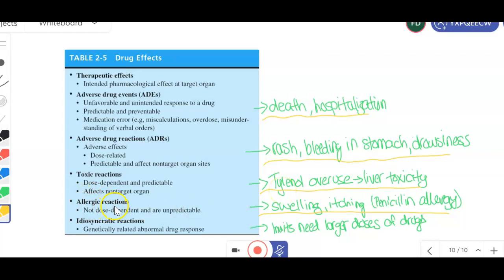We can have allergy reactions. So as you know, penicillin, 10% of the population, they're allergic to penicillin because it can cause swelling, it can cause itching, it can cause hives, right? That's all because of a penicillin allergy.